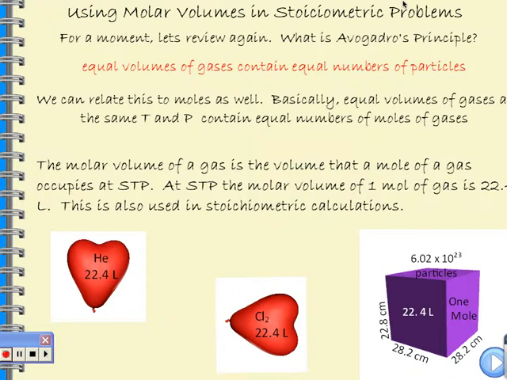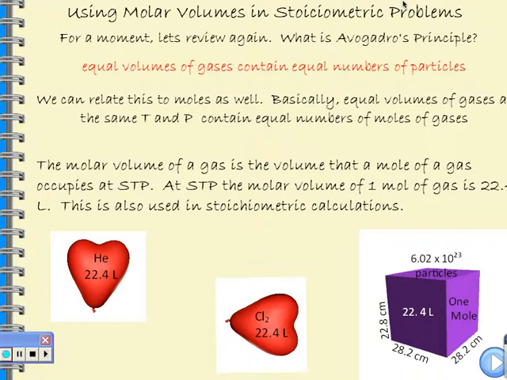It's time to review again. What's Avogadro's principle? Equal volumes of gases contain equal numbers of particles at the same pressure and temperature. So this can be related in moles as well. We're not really worried about that. We know that they have equal numbers. So the molar volume of a gas is always taken at STP. And we always look at the molar volume of 1 mole of gas. So at STP, the molar volume of 1 mole of gas is 22.4 liters.